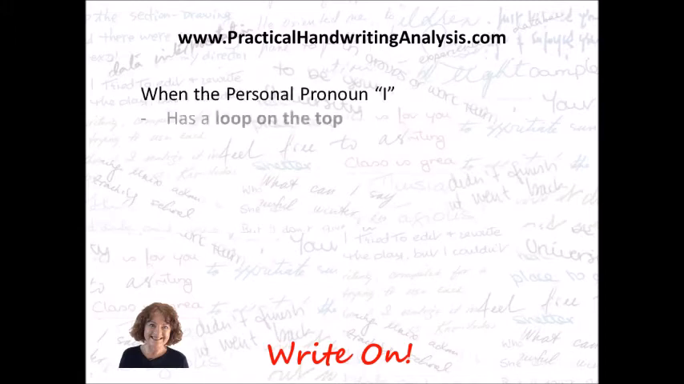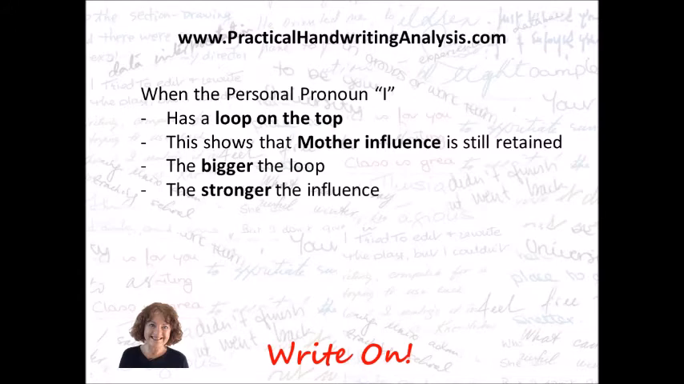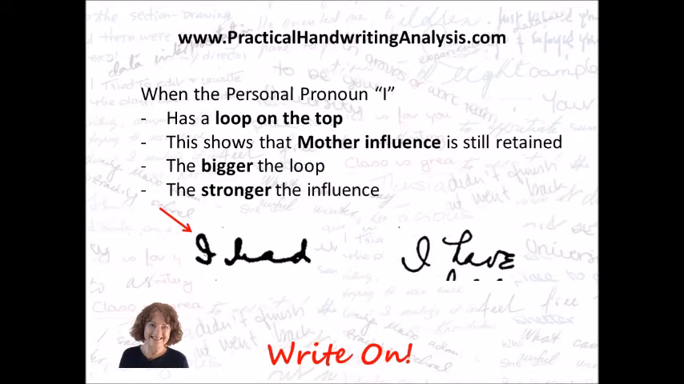When the personal pronoun I has a loop on the top, this shows that mother influence is still retained. The bigger the loop, the stronger the influence. There's one there with a loop on the top half showing mother influence, and there's another one. So they're both showing good mother influence. They're quite big loops.